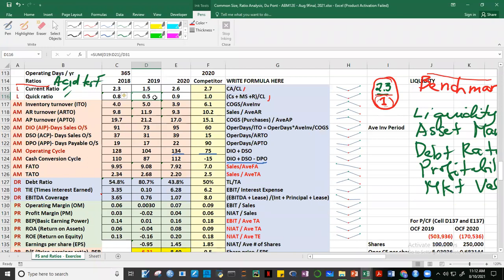Okay. Thank you. So ibig sabihin guys na 50 centavos lang yung available na funds to pay the current liability. Okay?